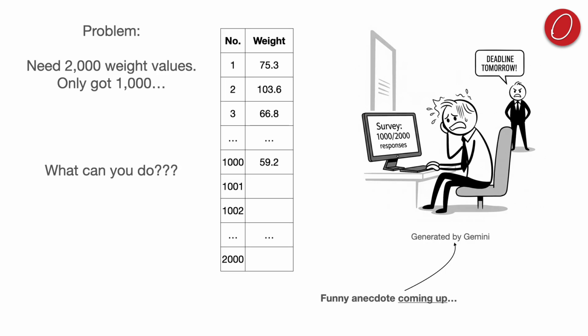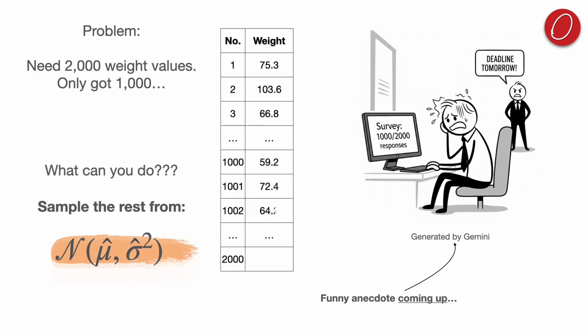So what about that boss? Well, now you can generate the rest of the samples by sampling from the normal distribution with the maximum likelihood estimators, and your boss will never know the difference.